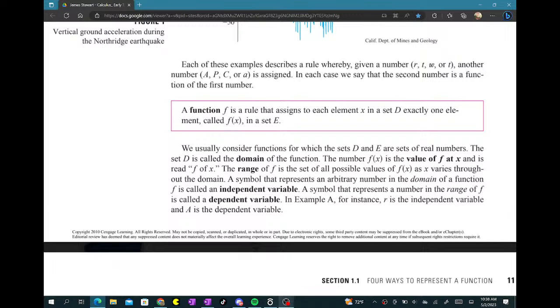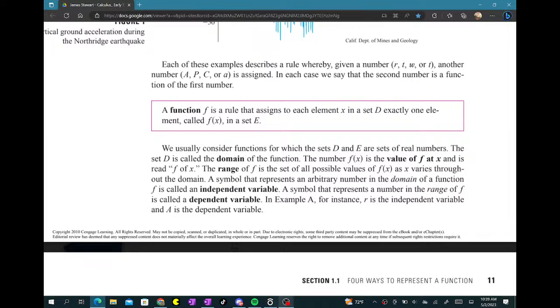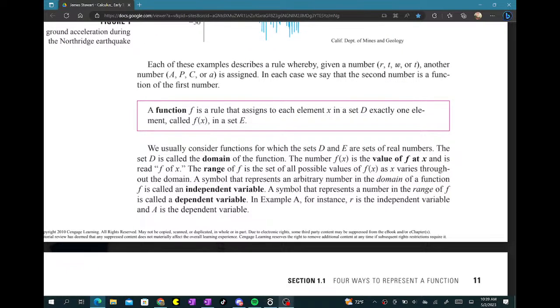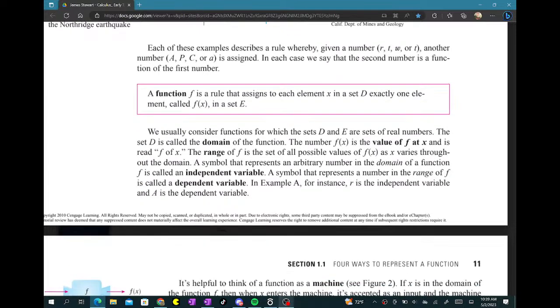So right here it says we usually consider functions where the sets D and E are sets of real numbers. The set D is called the domain of the function. The number f of x is the value of f at x, and is read f of x. If you don't remember from college algebra, we always read it f of x. I do have videos on that kind of stuff. And the range of f is the set of all possible values of f of x. So domain is always the x value, and range is always the y value.